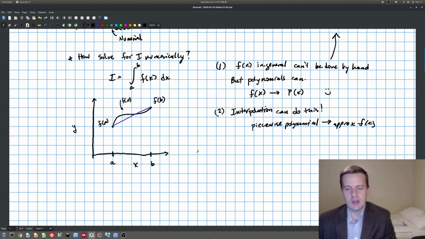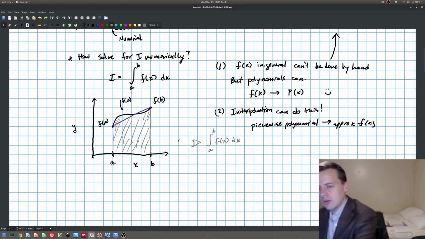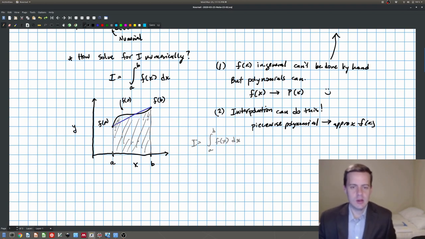And so the integral under the curve, if I take maybe gray to be the integral of the function here, that integral is all this space here, all that space under there. So that's the integral from a to b of f of x dx. But what I'm hoping to do is to get this.